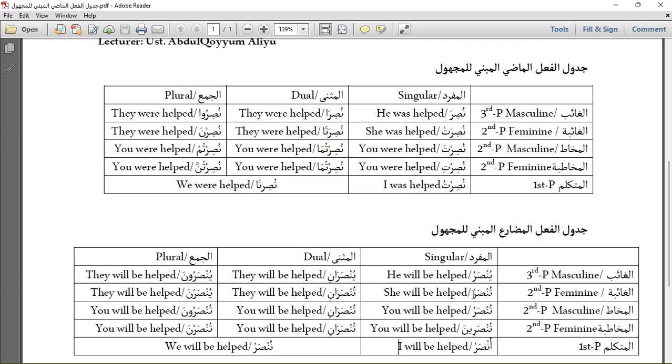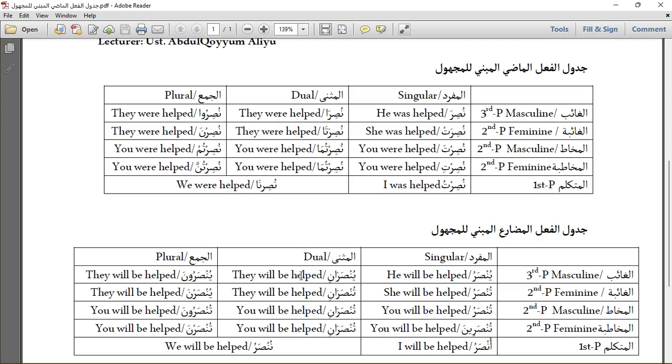Tunsaru, she is being helped or she will be helped. Tunsaru also for the second person masculine. Tunsaru, same form of verb, same with third person feminine. It is the context that will differentiate it for us. So we have tunsaru, you will be helped. Tunsarina, you will be helped for second person female, and unsaru for first person form of the verb, I will be helped or I am being helped.